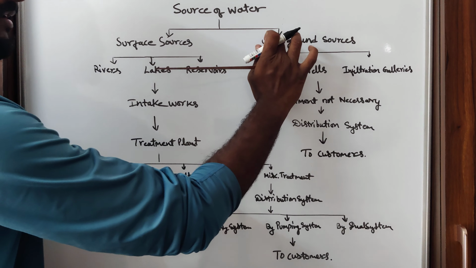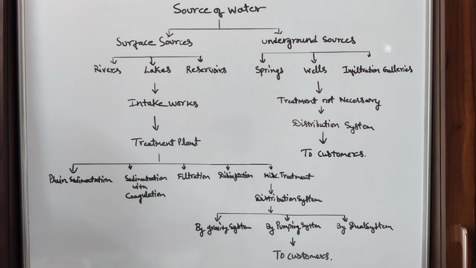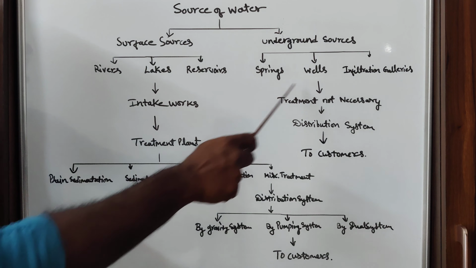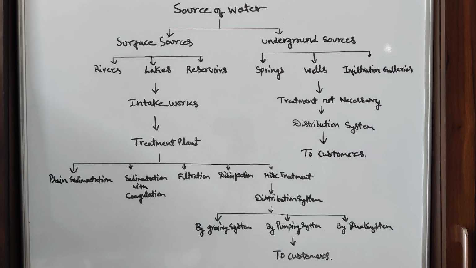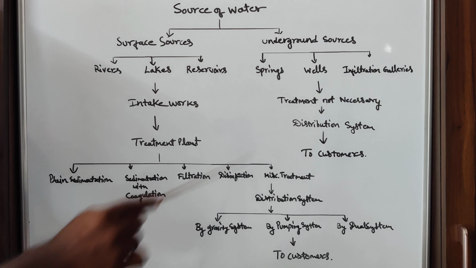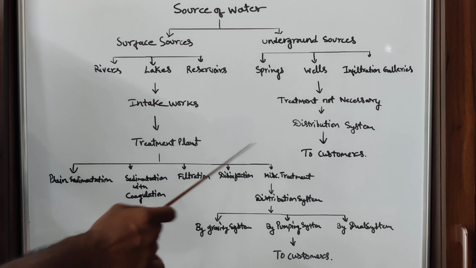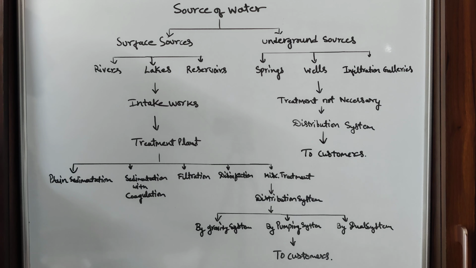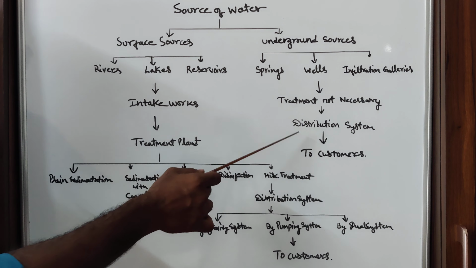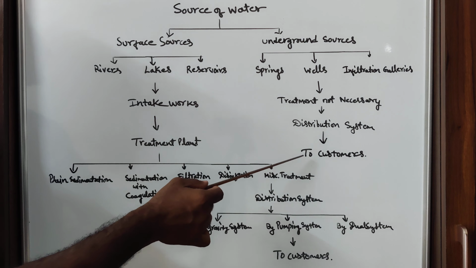For underground sources, there is no necessity for treatment. For example, in many of your houses, we depend on wells, and in some villages and other areas, we depend on infiltration galleries and springs. So there we are not going to treat it. We directly procure water from the source, treatment is not necessary, and we will use it.